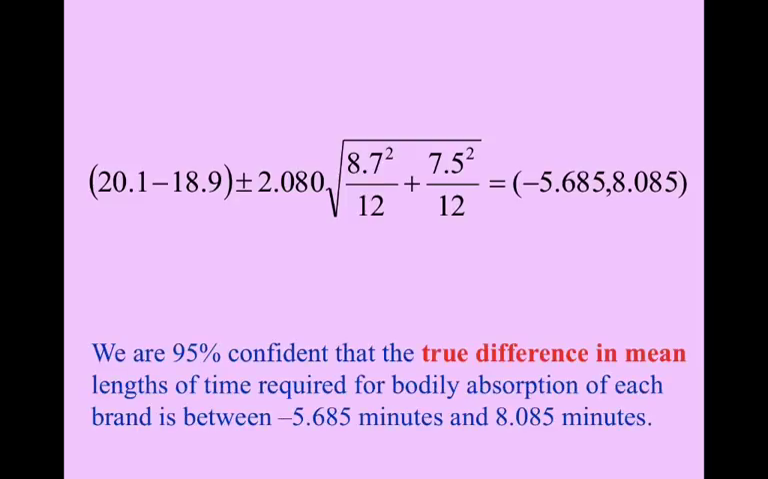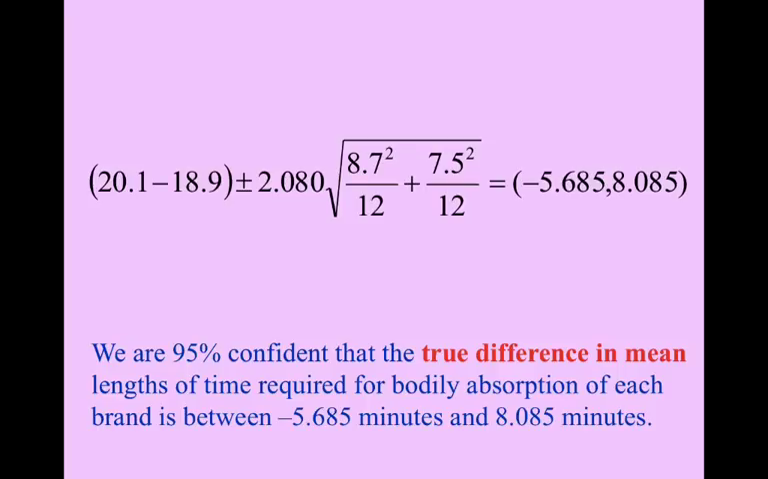Our conclusion would state, we are 95% confident that the true difference in mean lengths of time required for bodily absorption of each brand is between negative 5.685 and 8.085. Notice here, remember, our conclusion has to talk about the fact that we're really inferencing or predicting what the true population difference in mean lengths of time is.